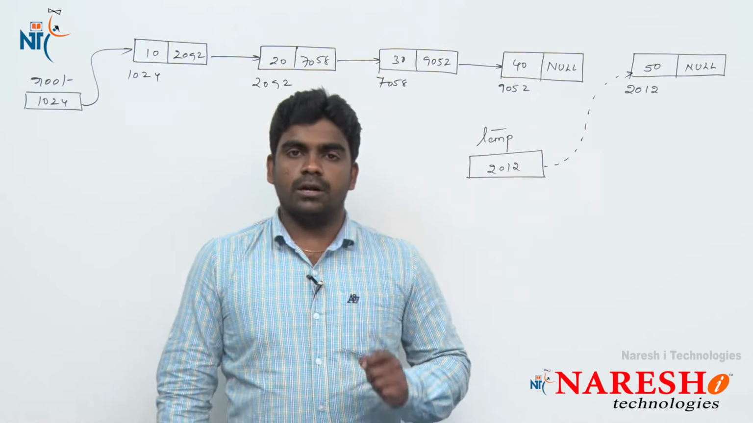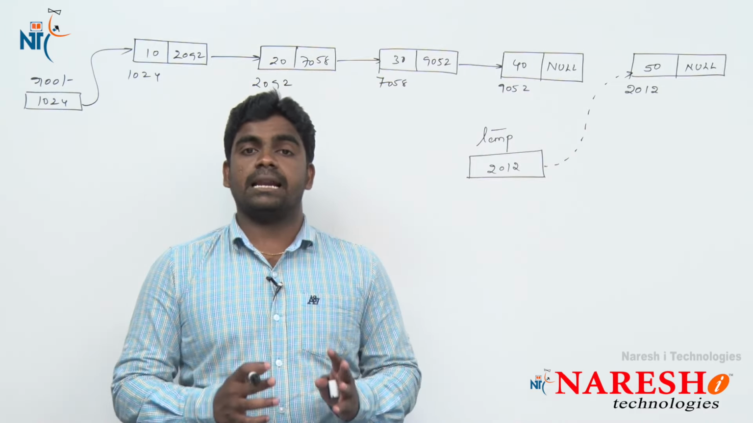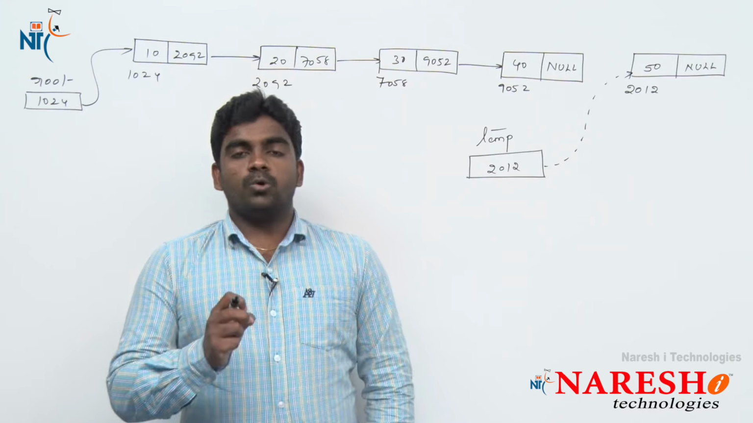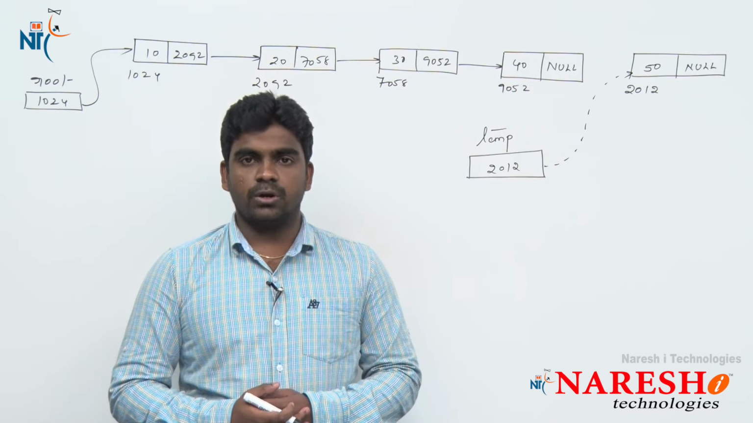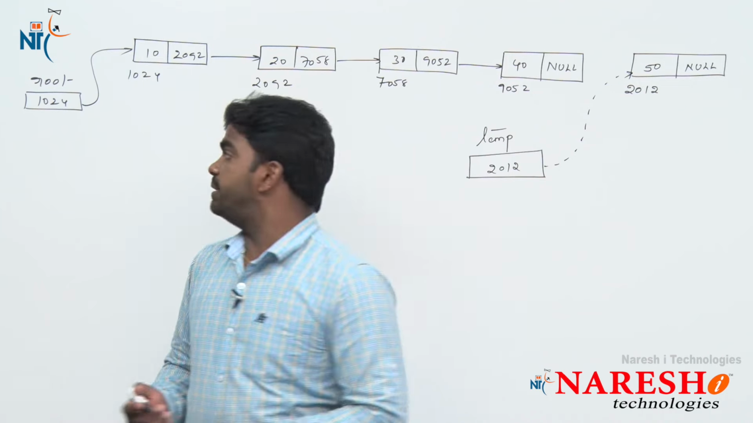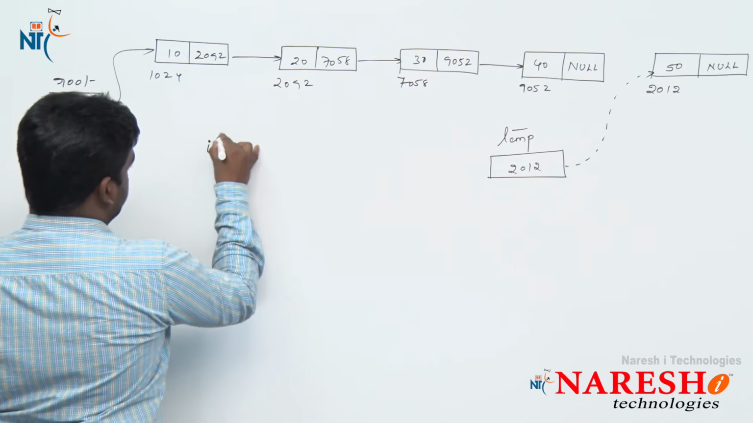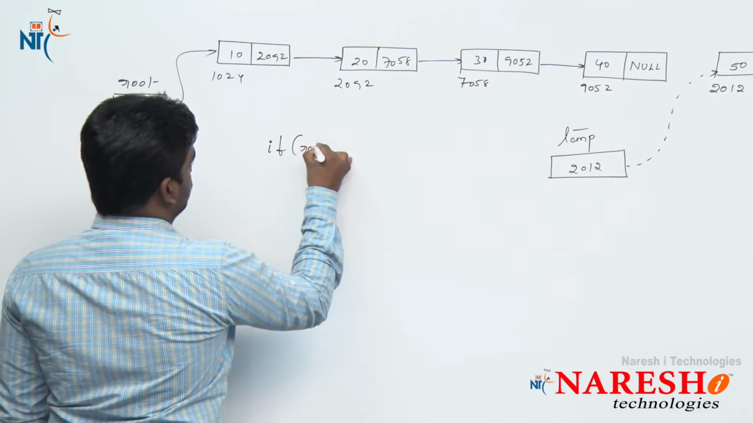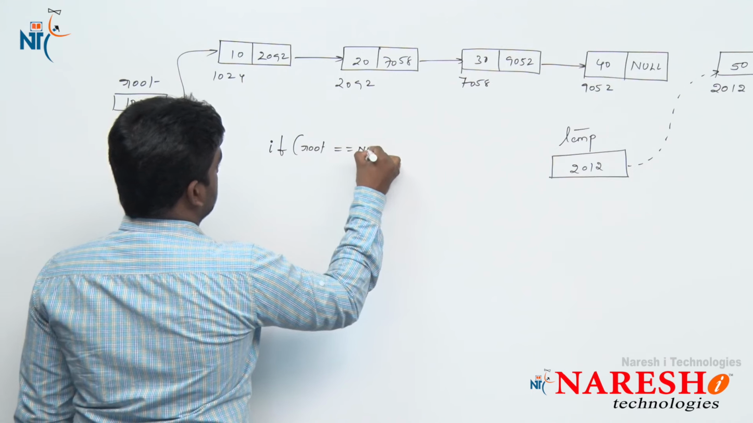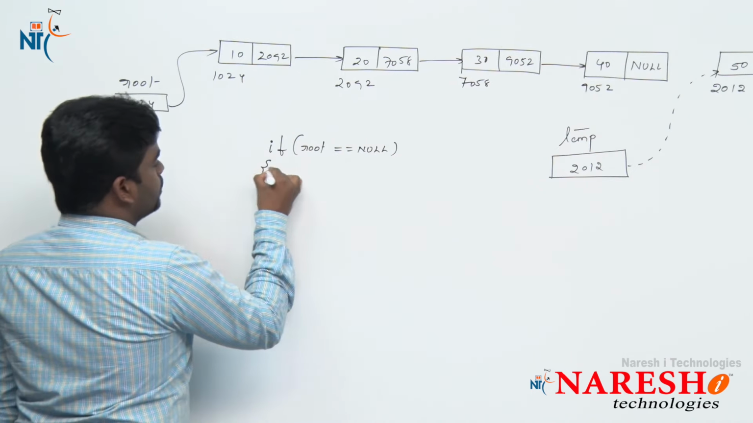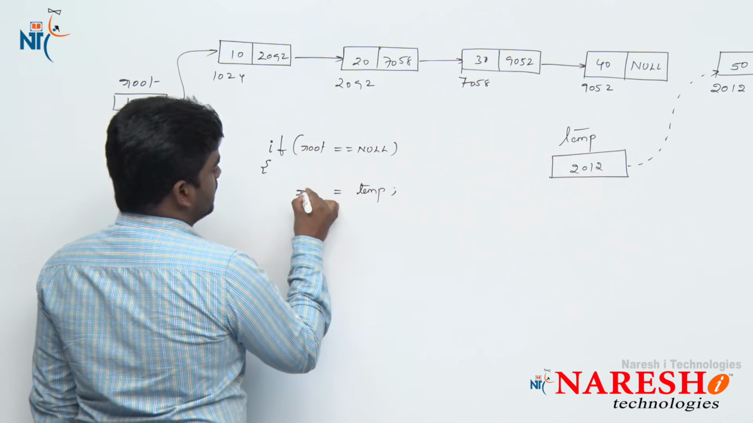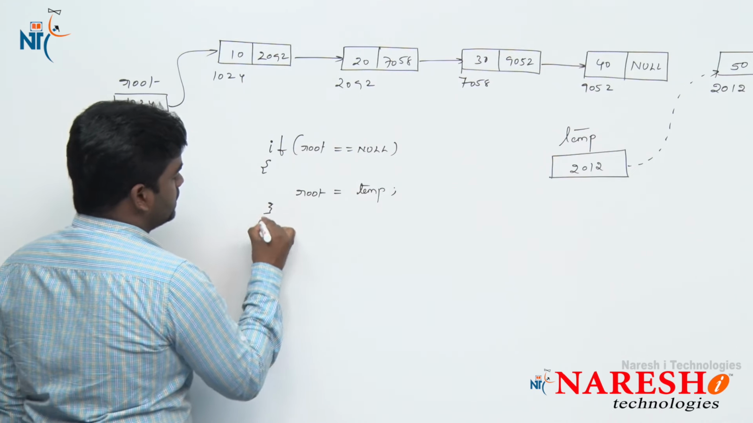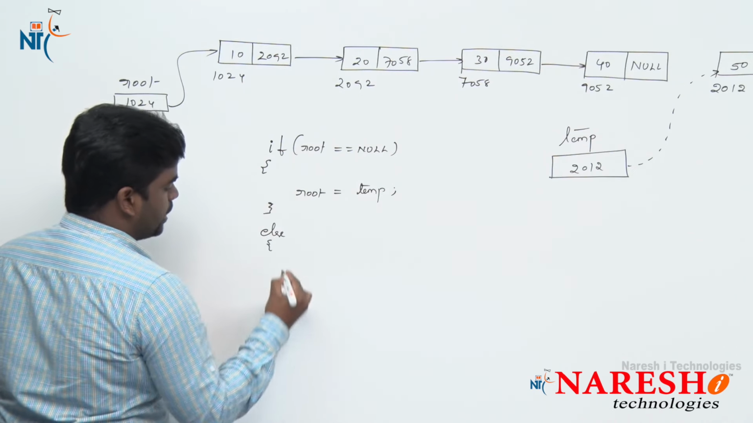Reading is over, but now the final part is the connection part. How to connect an element at the end of the list. Okay, now the if block will be terminated if root equals null. If root equals null, what have we written? The temp value will be assigned to root.